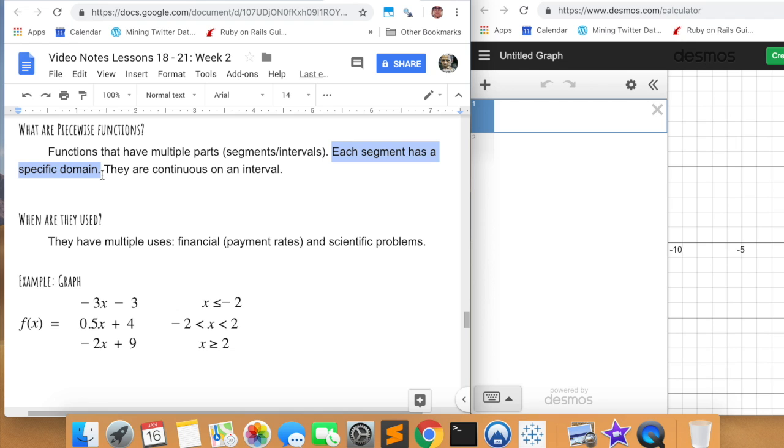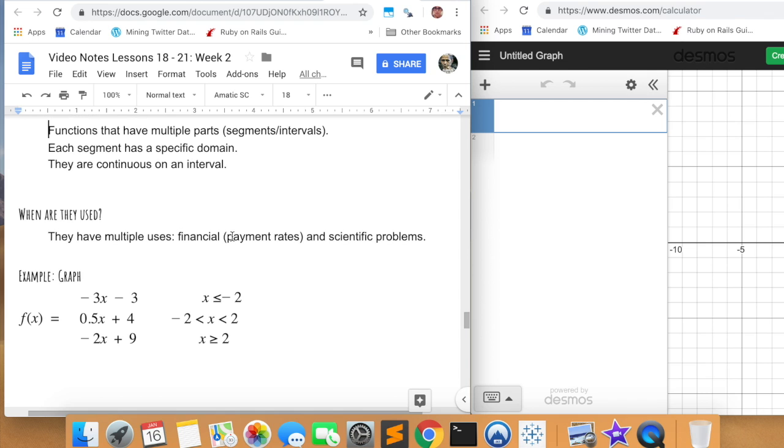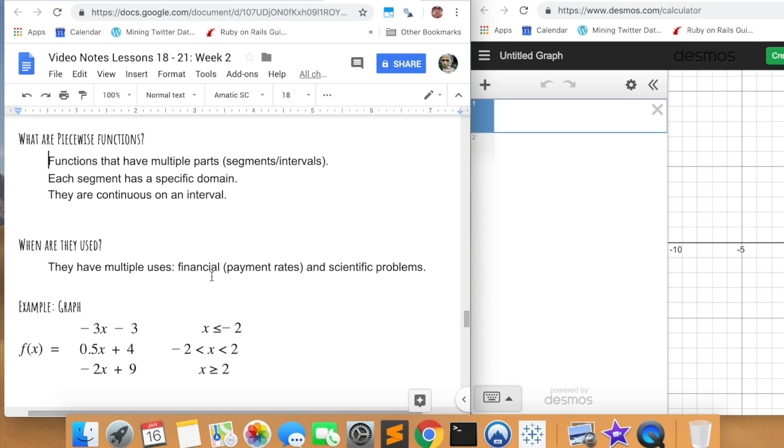Each segment has a specific domain. And on that domain, they will be considered continuous, meaning that they have points that are not whole numbers, right? So every fraction of a point counts. As we learn about piecewise functions, we are going to go back to these three things in the definition and make sure that it fits in there. Piecewise functions are super useful.